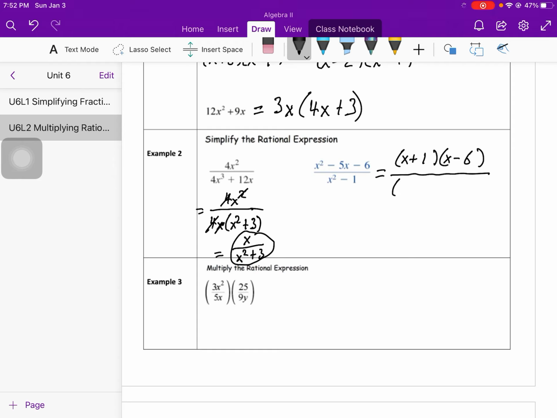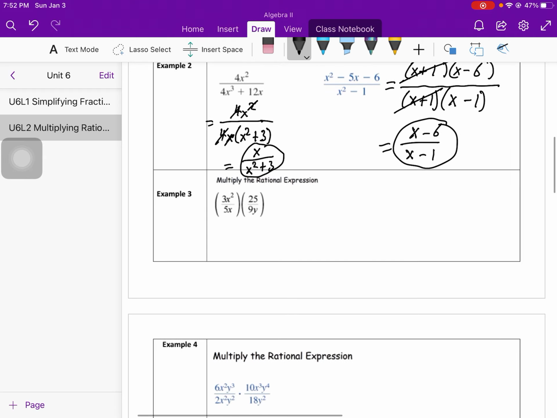And then the bottom, that's a difference of 2 squares. So that's going to be x plus 1, x minus 1. And now it works out conveniently that we have an x plus 1 on the top and the bottom, which leaves us with x minus 6 over x minus 1. And that's as far as we can take that one.